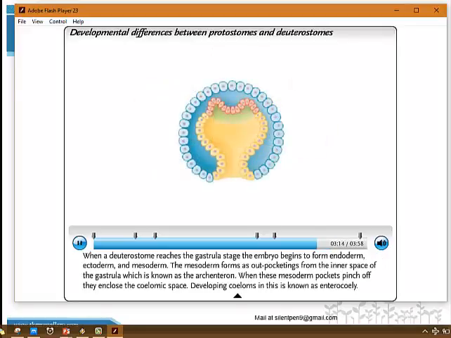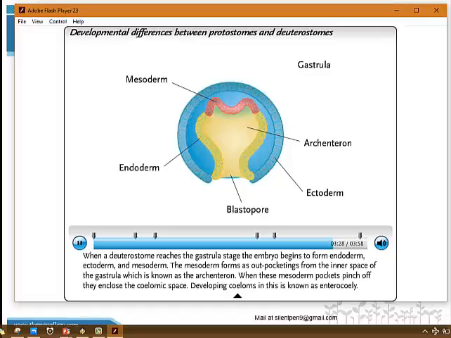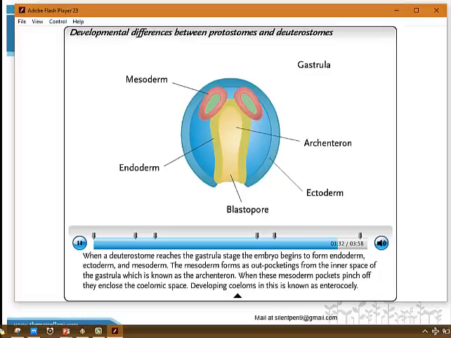When a deuterostome reaches the gastrula stage, the embryo begins to form endoderm, ectoderm, and mesoderm. The mesoderm forms as outpocketings from the inner space of the gastrula, which is known as the archenteron. When these mesoderm pockets pinch off, they enclose the coelomic space. Developing coeloms in this way is known as enterocoely.